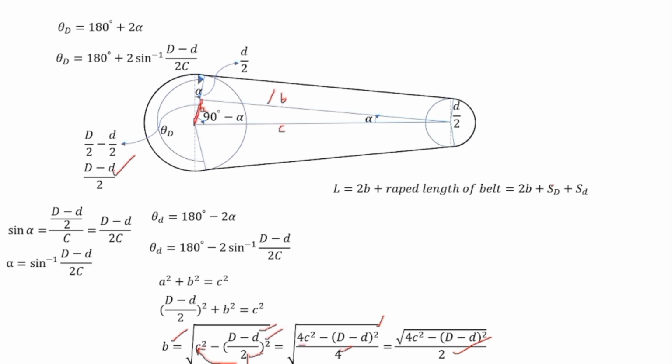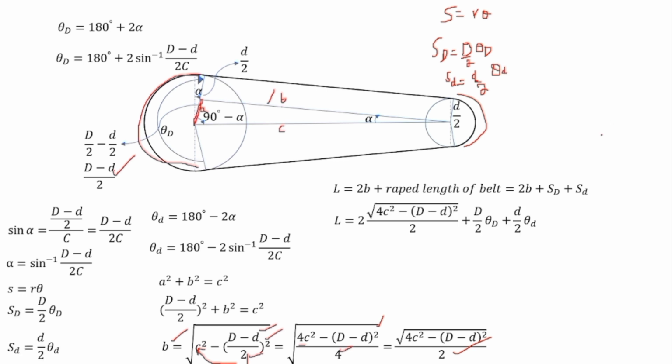And now let's find out the value of this arc and this arc. As you know that s is equal to r theta, so capital S D will be equal to capital R into theta capital B. Instead of this capital R, you can put capital D divided by 2. And similarly, small s d will be equal to small d divided by 2 into theta. Putting these values, you will get this formula for the length of the belt. This 2 and this 2 can be cancelled out with each other.